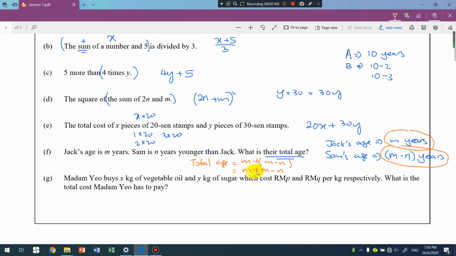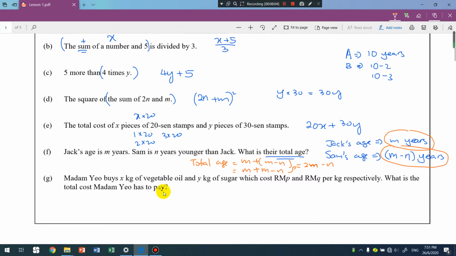Okay, now m plus m is equal to 2m, right? I write over here 2m. So this negative n we just copy. So this will be our final answer, 2m minus n.